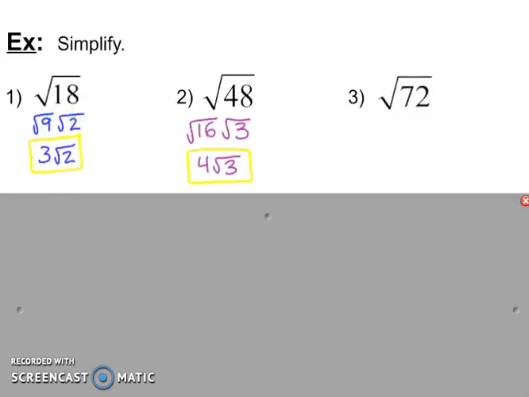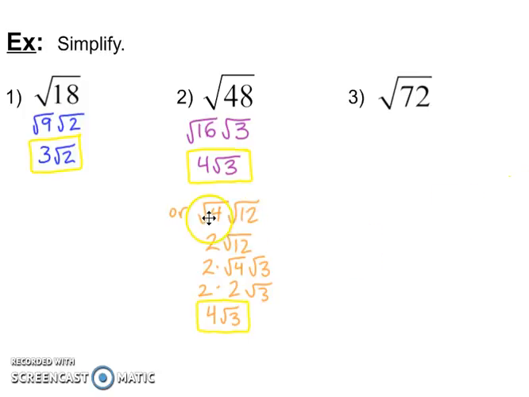I just want to take a moment to point out, before moving on to number 3, that if you hadn't realized 16 was a factor of 48, you still could have simplified this. I wrote separate work out. Let's say you had only noticed that 4 was a perfect square factor of 48, and you wrote root 48 as root 4 times root 12. We know that the square root of 4 is 2, and then we have this root 12 here.